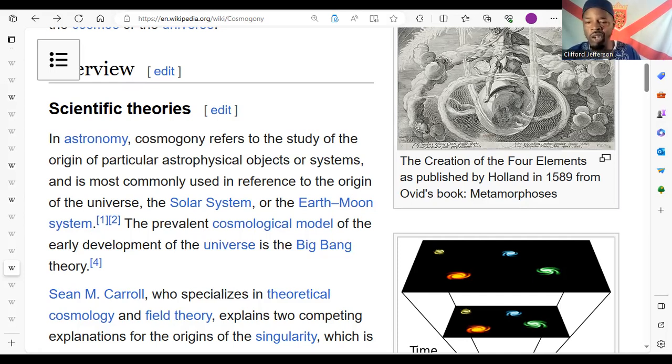And that instruction is to study the Talmud, the study of the universe, which automatically comes down to astronomy, the study of the stars, because that's where you fail. And astronomy cosmogony refers to the study of the origin of particular astrophysical objects or systems, and is most commonly used in reference to the origin of the universe, the solar system, or the Earth-Moon system, i.e. sublunary sphere. The prevalent cosmological model of the early development of the universe is the Big Bang Theory.